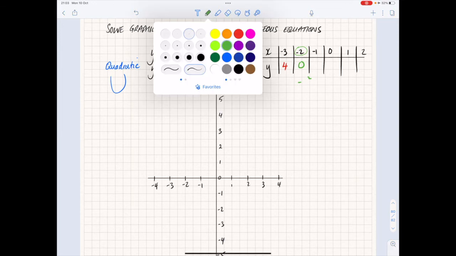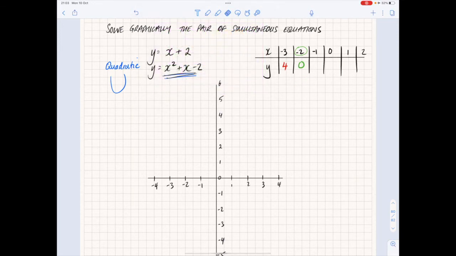Next point. Substituting in -1. So we go -1 squared plus -1 -2. This becomes 1. 1 minus 1 is 0, -2. Substitute in 0. So let's do the next one. 0 squared plus 0 minus 2 is -2.